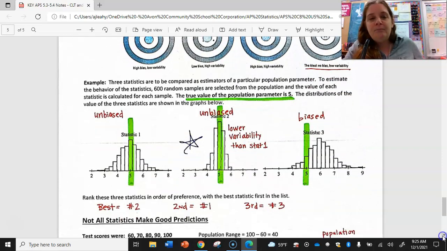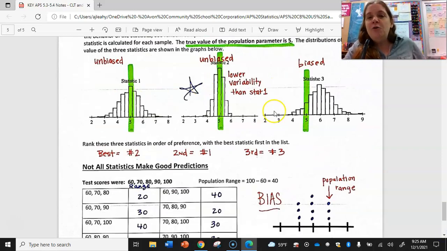All right, so right here it's asking if you had these statistics, which one would you want if the true population parameter is 5? So if we're trying to predict 5, this one right here is the best. Both 1 and 2 are predicting 5, but this one has lower variability than statistic 1, so it's better. This guy's biased because it's predicting about 6. It's not the right number.